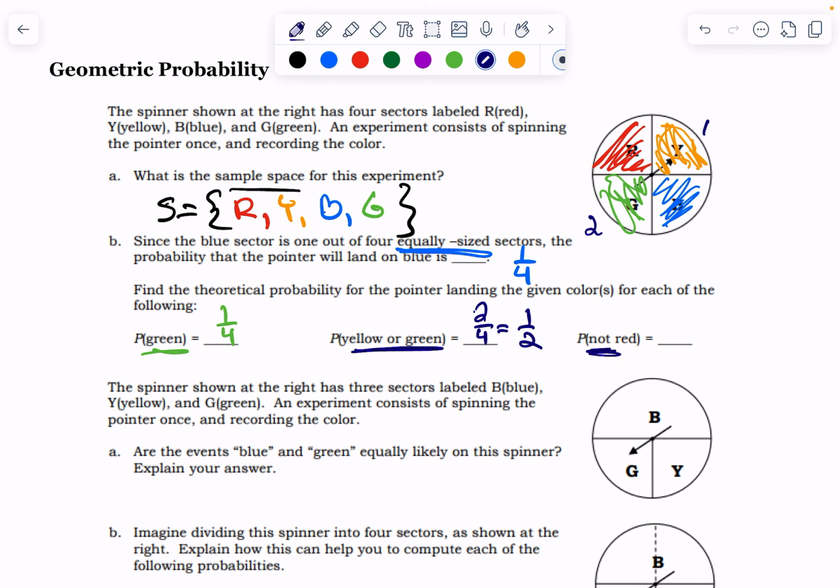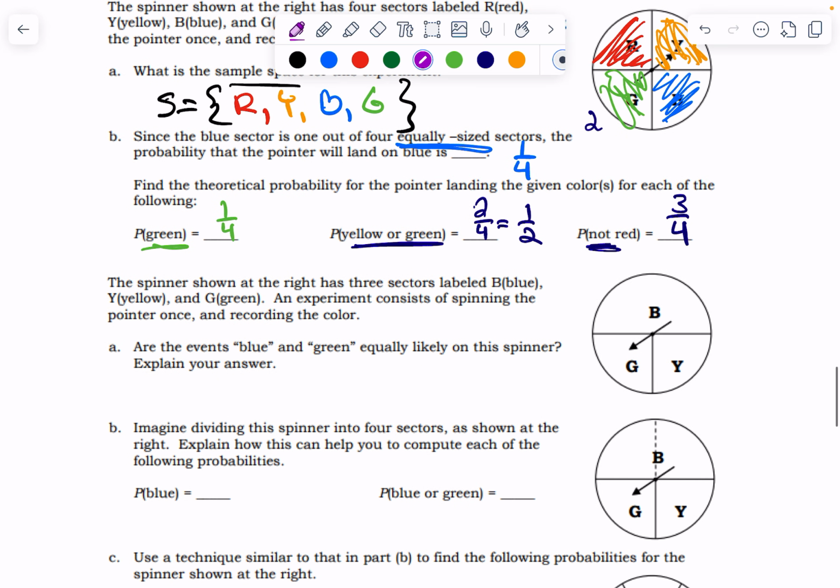Not red is all the others except the red. So we have 3 because we've got the yellow, blue, and green out of 4. Okay, this next one here, it has a spinner that has 3 sectors labeled. So we have a blue, we have a green, and we have a yellow. An experiment consists of spinning the pointer once and recording the color.